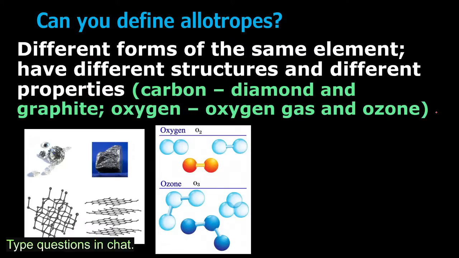And why do they have different properties? Because they have different structures. And oxygen gas and ozone, O2 versus O3. And they have different structures, so they have different properties. Anytime there is a different structure, you will have different properties.